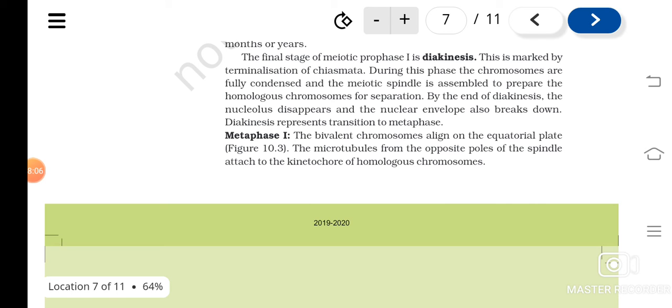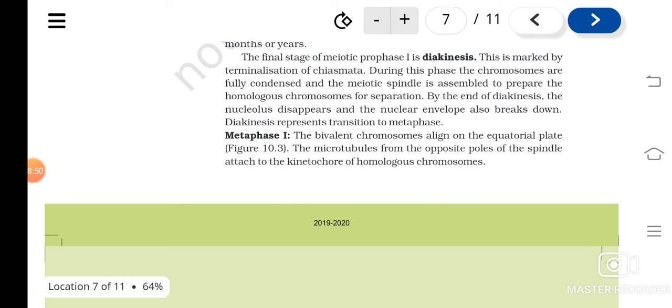Understood? The chromosomes get arranged in the center in both cases, but in metaphase of mitosis, chromosomes individually get aligned in the center. If there are 10 chromosomes, all 10 will be arranged in a line, 1 2 3 4 5 6 7 8 9 10. But if a cell with 10 chromosomes is undergoing meiosis, then in metaphase 1 you can see first pair, second pair, third pair, fourth pair and fifth pair. In pairs they will get aligned. So that is the major difference.